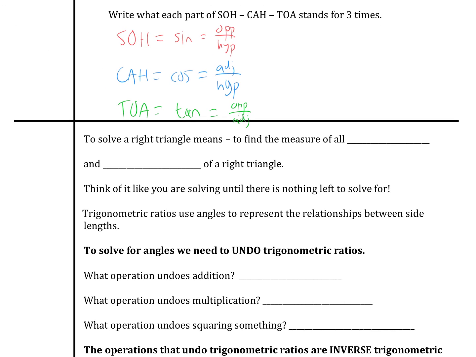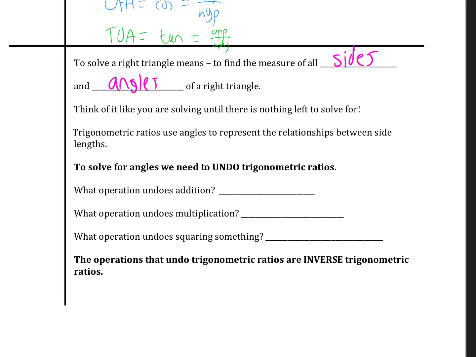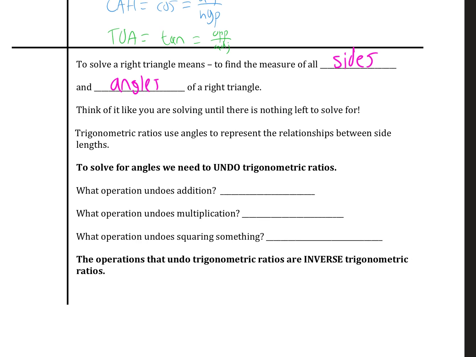So to solve a right triangle, like we talked about, make sure you write that 3 times. It's really important that you memorize that. To solve a right triangle, you need to find the measure of all sides and angles. All what? Sides and angles. Very cool. All right, so we have a new type of function today, or a new type of operation, I guess.